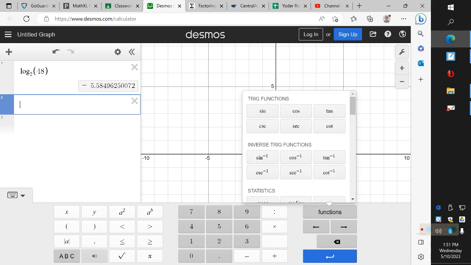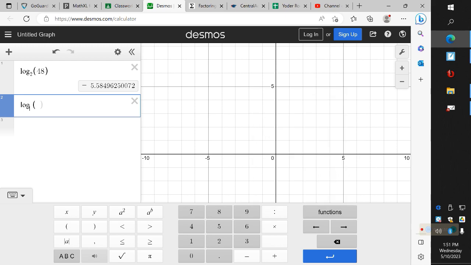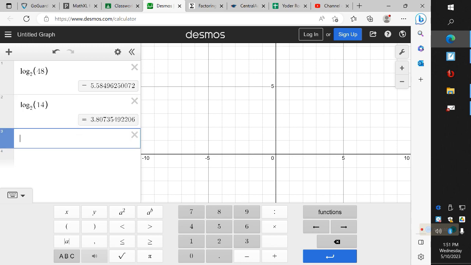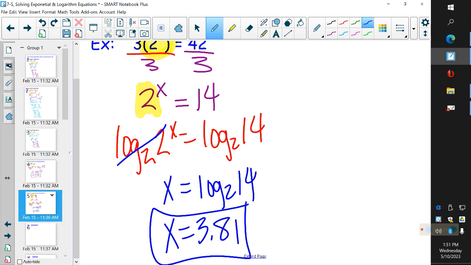So I come back over here to Desmos. I come down to functions, and I scroll 3/4 of the way down. I get log base 2, arrow over there, and type 14, and go 2 decimal places. That is a 7, so I round up to 3.81. So x is equal to 3.81. And that is done.